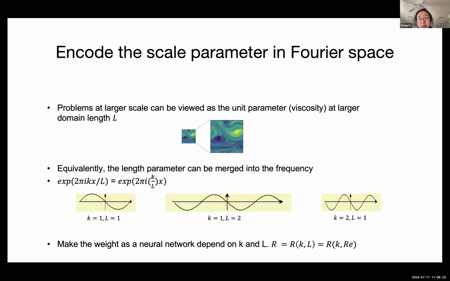So given different domain sizes or different Reynolds numbers, we'll put them in as additional inputs, and the inputs will be fed to the kernel matrix. In other words, the kernel matrix is conditioned on the frequency and the domain length we have.